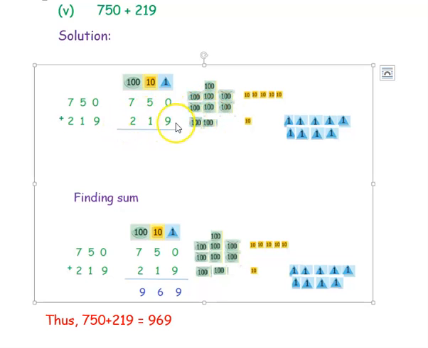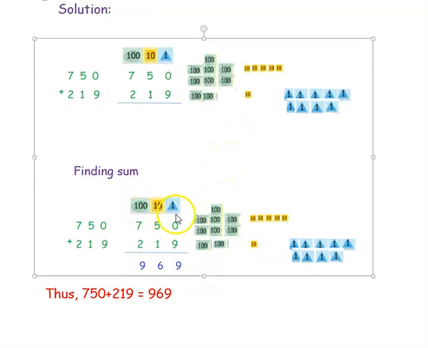Now we will represent 219. It has 9 ones, so 1, 2, 3, 4, 5, 6, 7, 8, 9 ones. And then 1 ten, so I have written 1 ten. Then next I have to represent 200, so 1, 2 hundreds. In the next step we are going to find the sum.